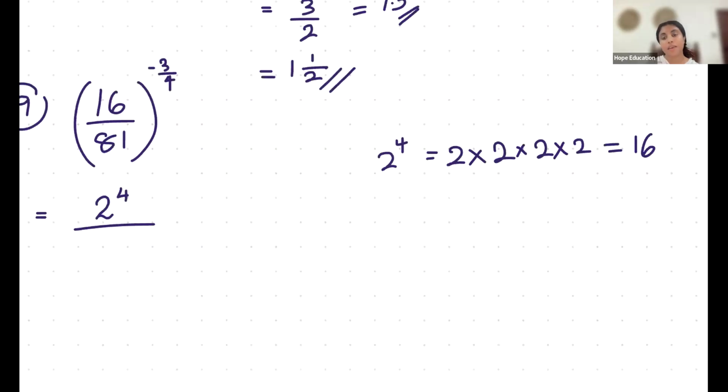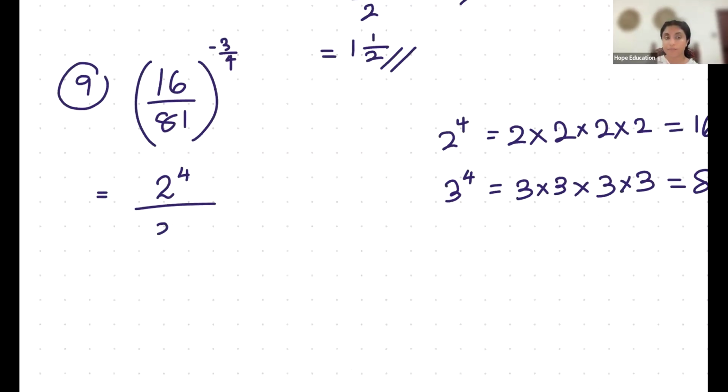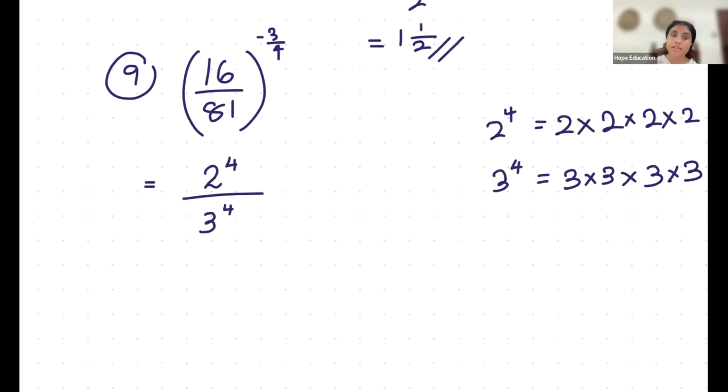Let's see. 3 times 3 is 9. 9 times 3 is 27. 27 times 3 is 81. And now 81 I can write as 3 to the power 4. I put the bracket and outside the bracket I have minus 3 over 4.